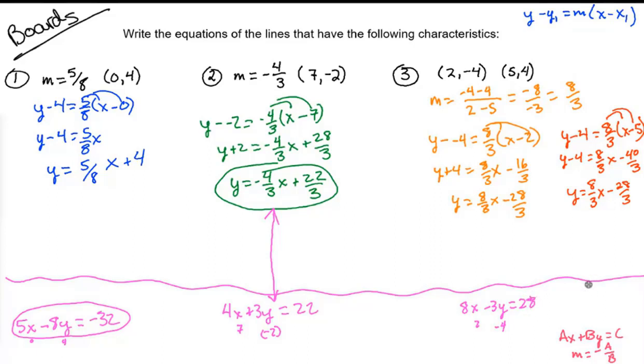Now what if we did it with the other point, just like we did up here? 8x minus 3y equals, and we stuck in 5, 4. 8 times 5 is 40, minus 12 is 28. And if you take and solve this for y, subtract 8x over, divide by a negative 3, you will get the exact same points. Awesome. Great. Let's move on to the next thing.